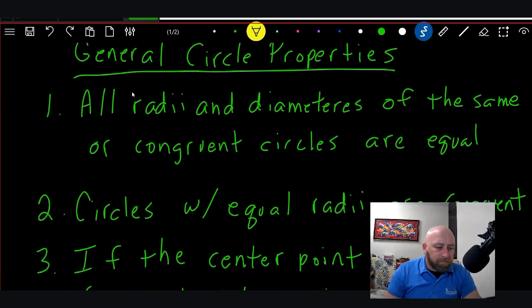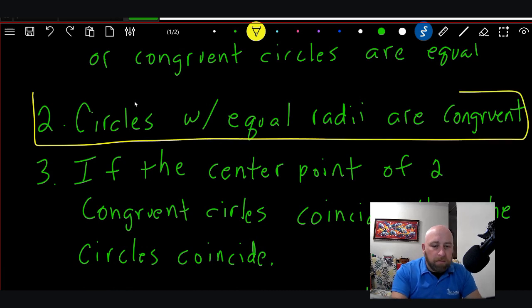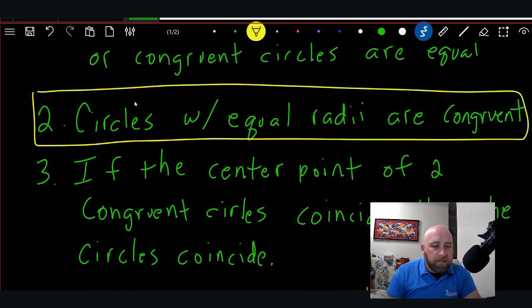Number 2. A circle is always congruent if the radii are congruent. That's almost like the converse of number 1. Circles with equal radii are congruent. So if I have 5 circles, they all have a radius of 3, then they're all going to be congruent circles. I could put as many as I want on there.